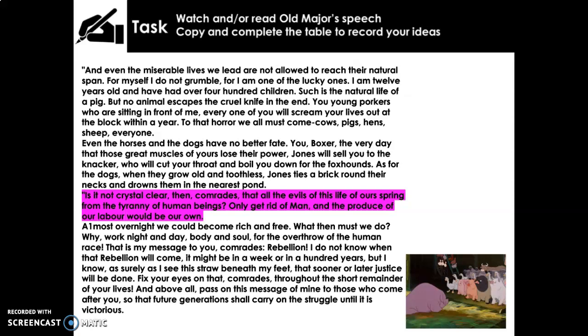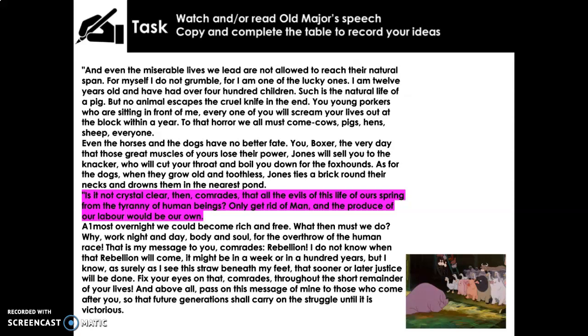Do you see the pathos? What emotions is he appealing to there, guys? When he uses words like horror and cruel and scream, he's trying to make the other animals feel what? Fear. He's appealing to fear, and he's really kind of egging on this sense of fear.